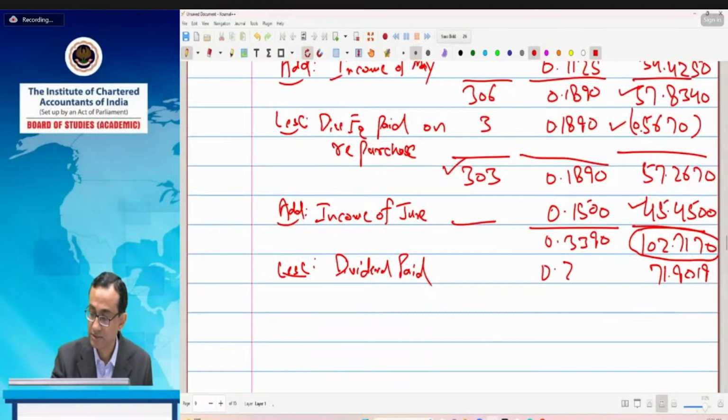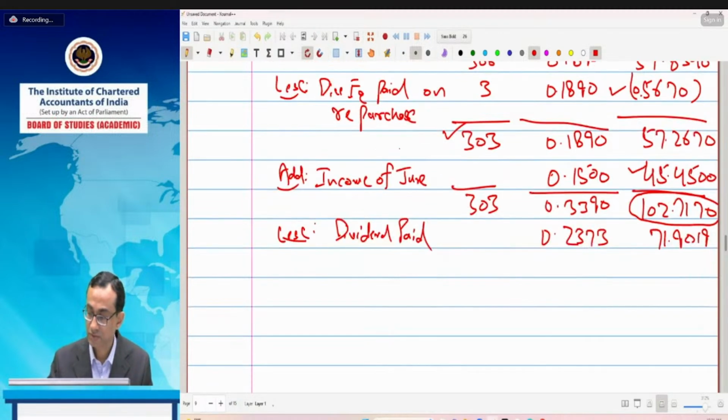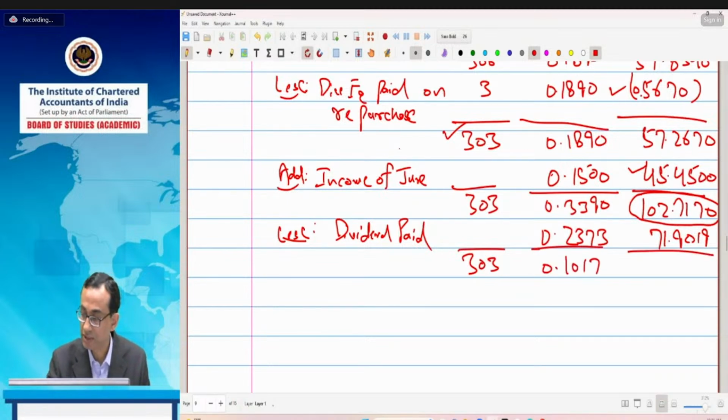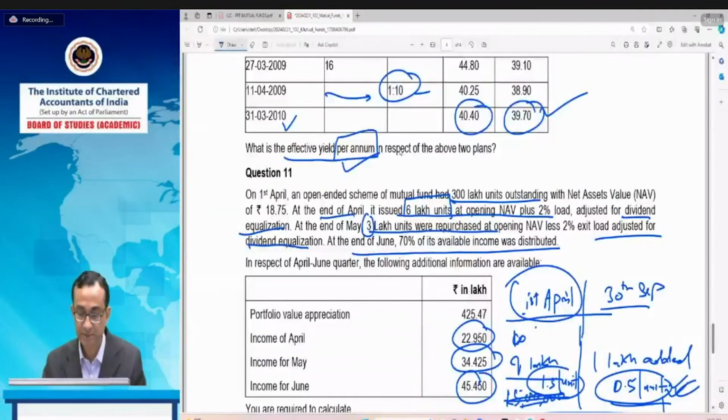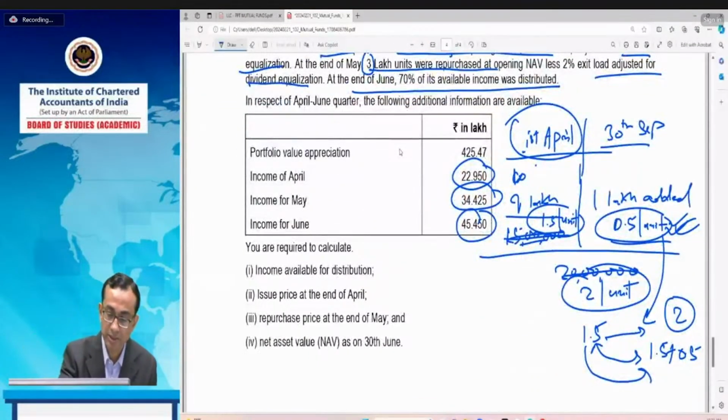And this 71.90 will be divided by this 303. The per unit will be arrived at 0.2373. So total it will be 303 and it will be 0.1017 per unit, and total again added. This figure is negative because dividend is paid. 71.9019 will be a negative figure. So the final figure will be 30.8151.